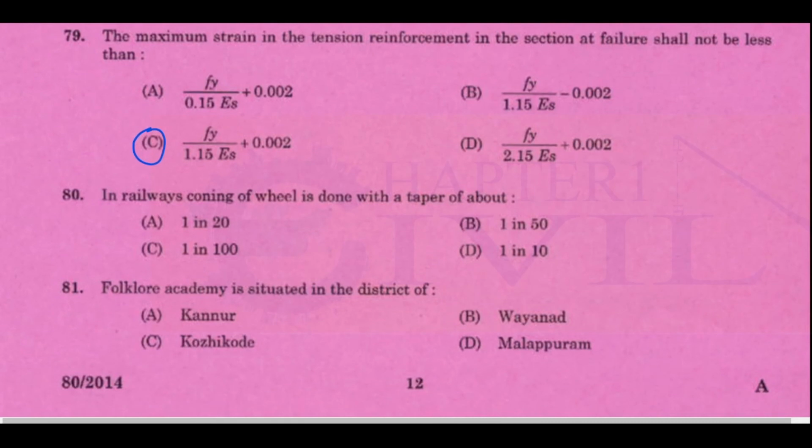Question number 80. In railways, coning of wheel is done with a taper of about 1 in 20, 1 in 50, 1 in 100, 1 in 10. Coning of wheel is 1 in 20 in railways.